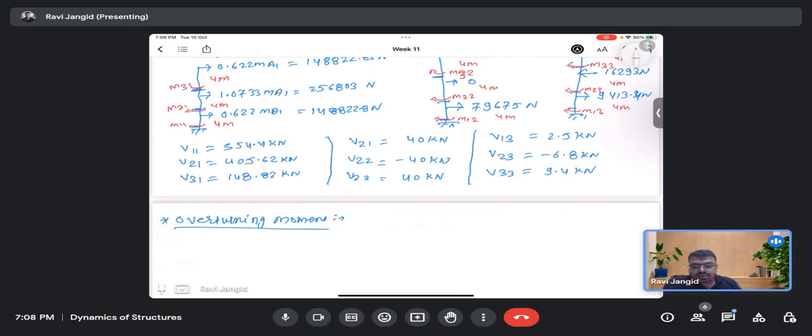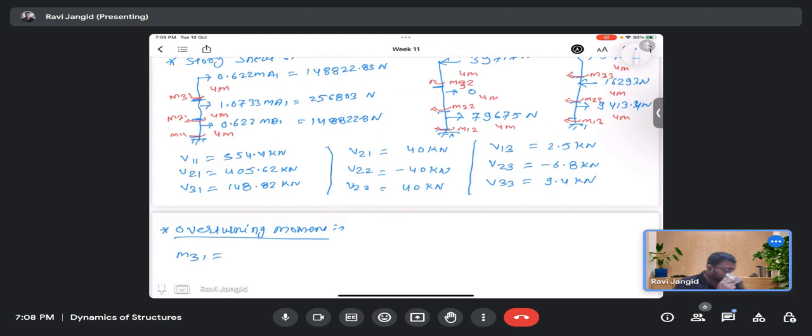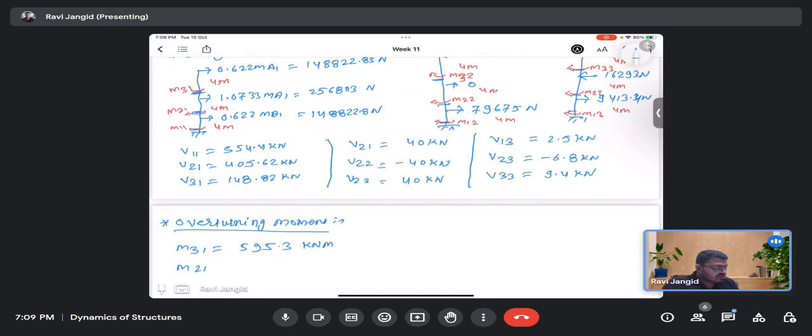So if you calculate, I will write directly. You can multiply this. So your M31 would be 148 kilonewton times the 4. So that would be 595.3 kilonewton meter. Similarly, M21 will be coming out to be 2217.8 kilonewton meter. Similarly, M11 is coming out to be 4435.57 kilonewton meter.